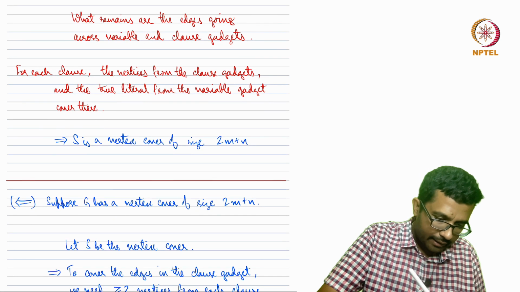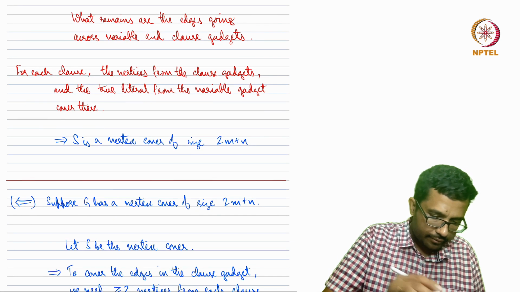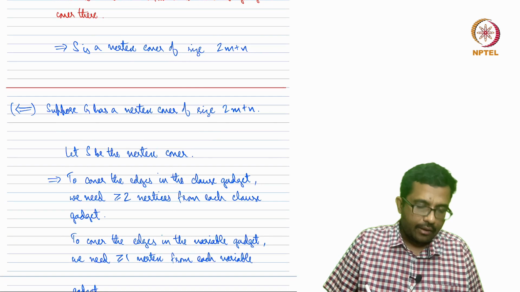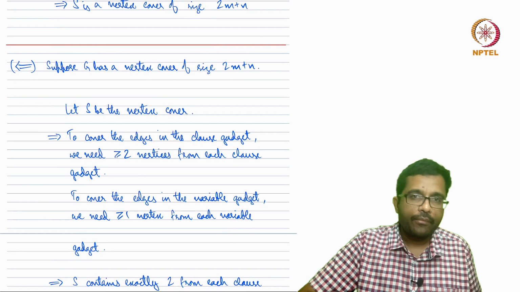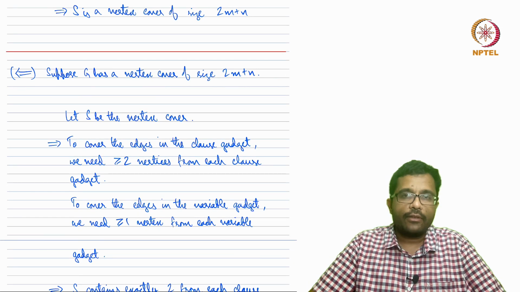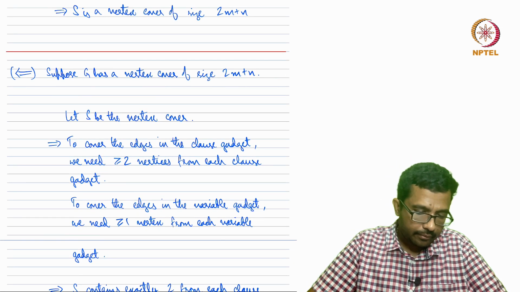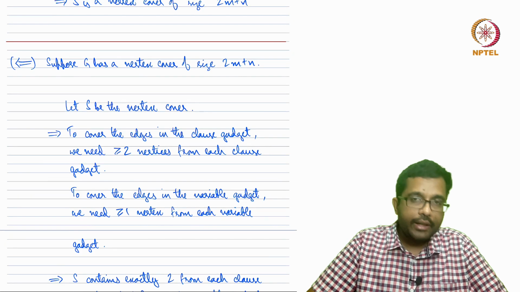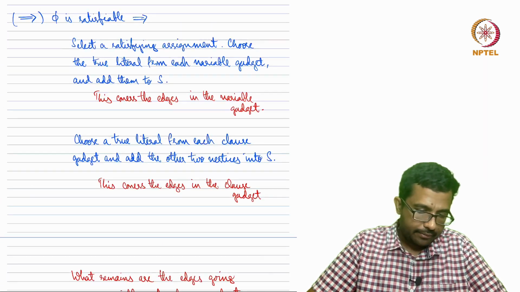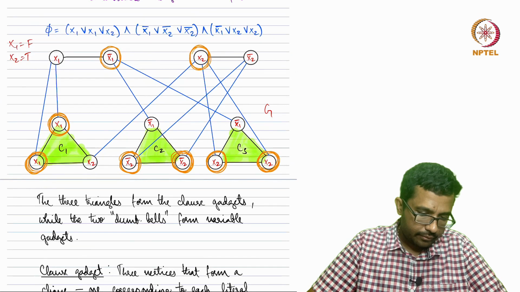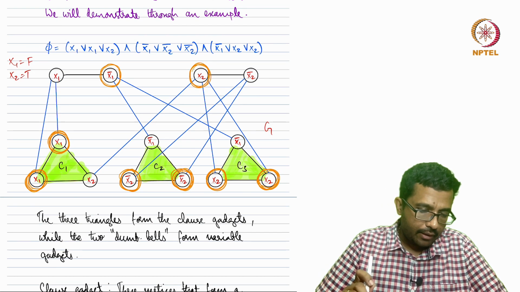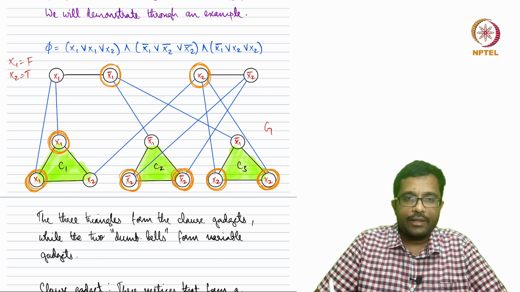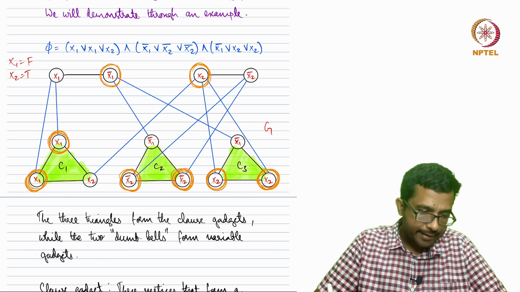Now for the other direction, suppose the graph has a vertex cover of size 2m plus n. Now we need to show that there is a satisfying assignment. So let's try to see this again. This graph has a vertex cover of size 2m plus n. Now notice the structure of this graph.